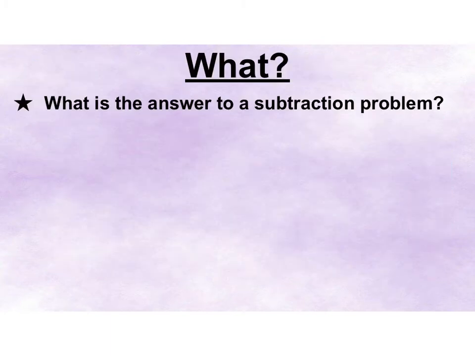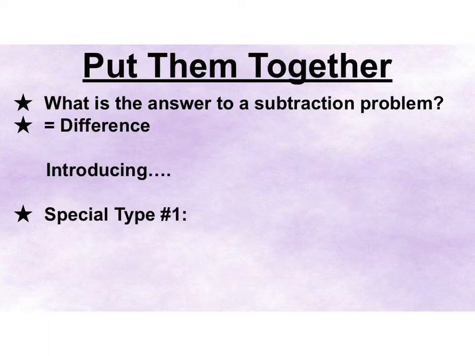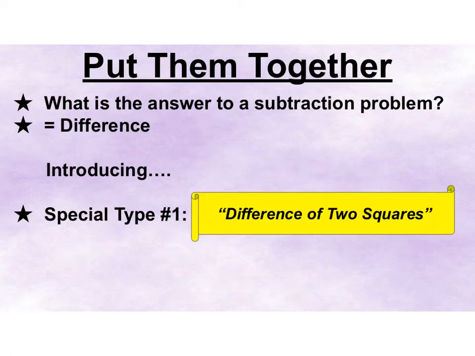What is the answer to a subtraction problem? We call it the difference. So now we're going to put those two things together, perfect squares and differences, and we have our first type. It's called the difference of two squares. So this means that we're going to be subtracting, and this means we're going to have something squared. So let's take a look at what some of these are going to look like.